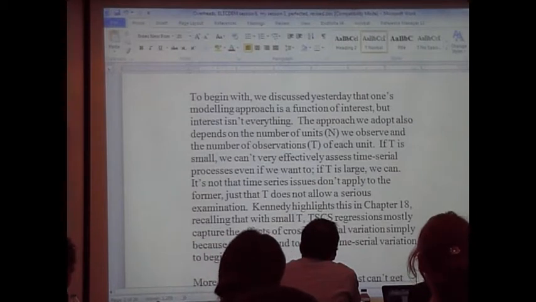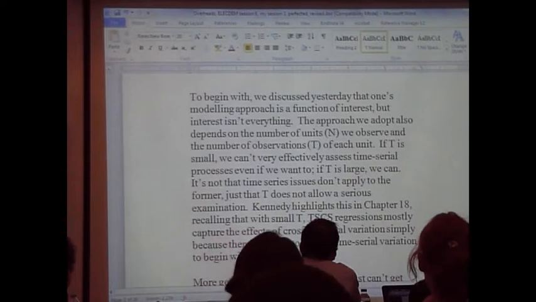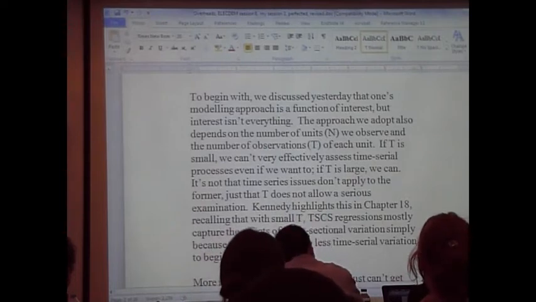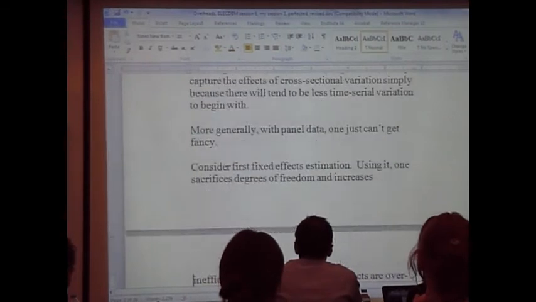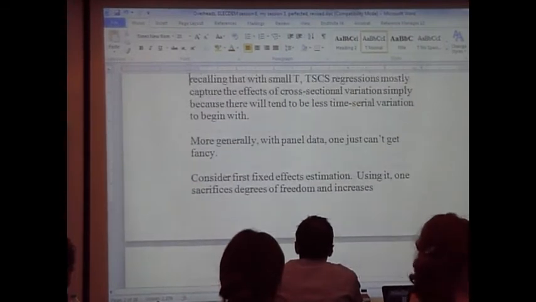If N is small and T is large, and we're interested in time series issues, you need to have some time, right? So that's everything that we talked about yesterday and earlier this morning.